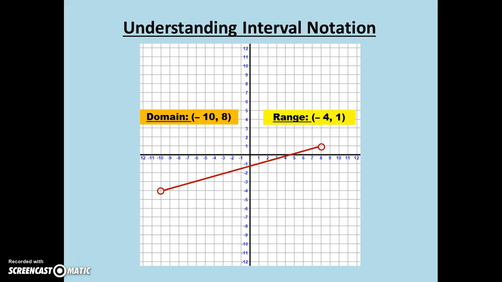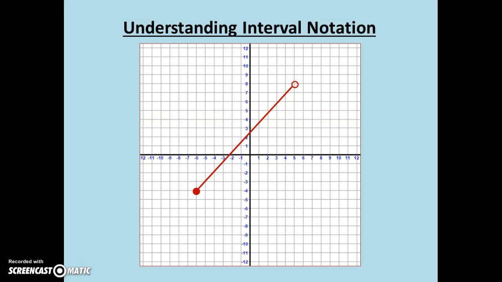Let's look at something a little bit different. Now, if you look at this, one of the endpoints is filled in, but the other one is not. So it looks like these values are included in the graph, and these values are not included. So how will we write that?